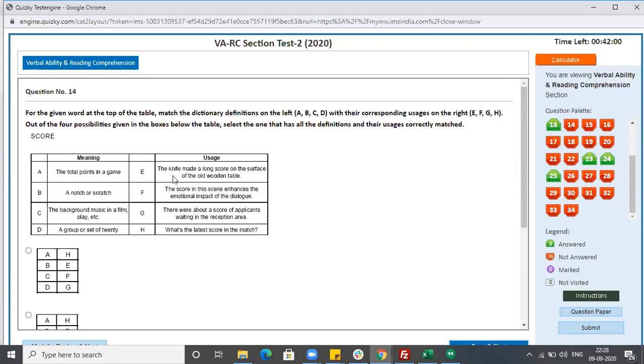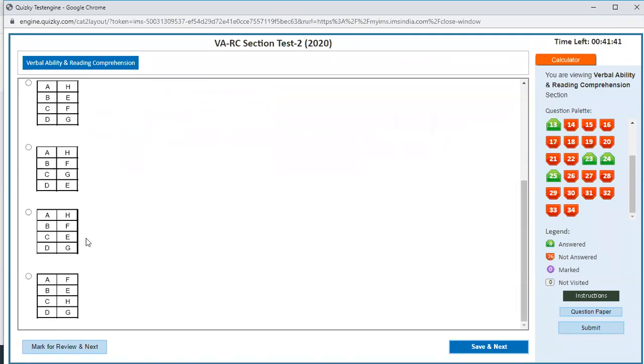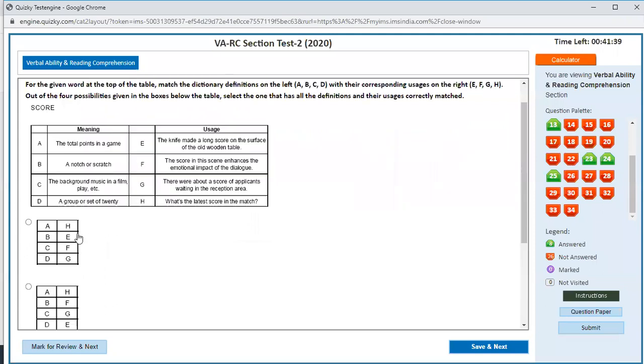The word is score. The total points in a game, it was the latest score in the match. A notch or scratch: the knife made a long score on the surface of the old wooden table. Okay, notch or scratch is going to be knife. So B has to be with E. B, E, B, E. Only options 1 and 4 are there.